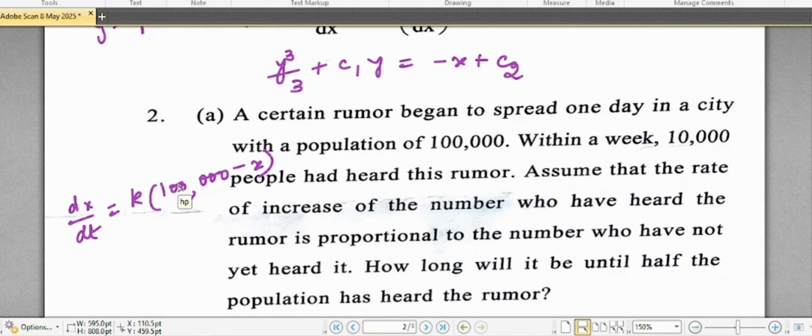And the question is, how long is it going to take until half the population hears the rumor? The answer is going to be approximately 46 days. You can verify. Again, a standard question from Edwards and Penny.